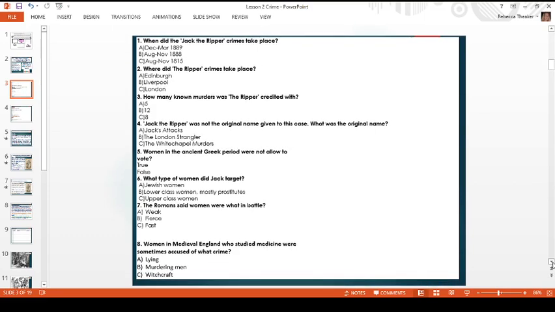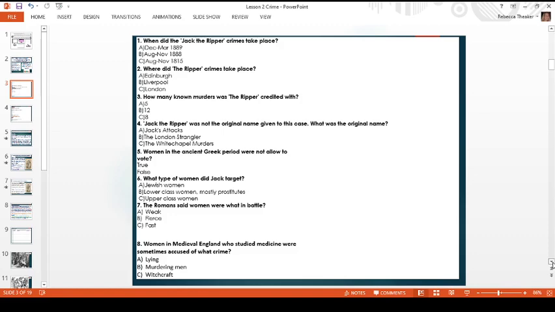Question 1. When did the Jack the Ripper crimes take place? A. December to March 1889, B. August to November 1888, or C. August to November 1815. 2. Where did the Ripper crimes take place? A. Edinburgh, B. Liverpool, C. London. 3. How many known murders was the Ripper credited with? 5, 12, or 8?